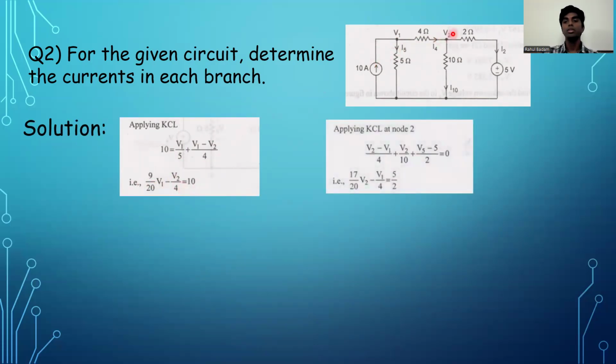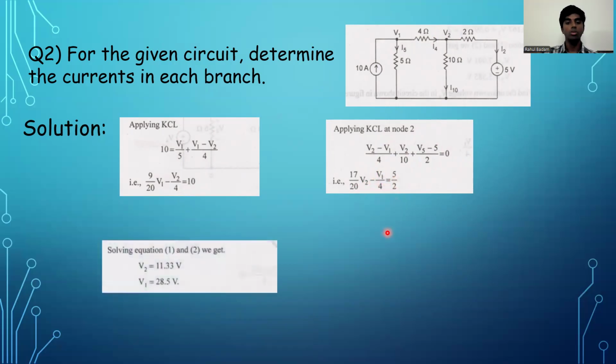Now, the same should be applied at V2, which implies (V2 minus V1) by 4 plus V2 by 10 plus (V2 minus 5) by 2 is 0. That is, 17 by 20 V2 minus V1 by 4 is equal to 5 by 2. Now, solving equations 1 and 2, we get V1 potential as 11.33 volts and V2 as 28.5 volts.